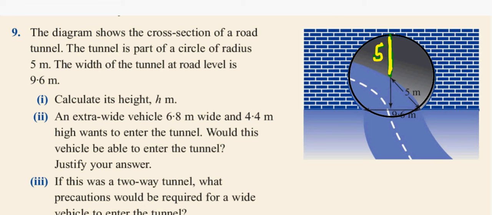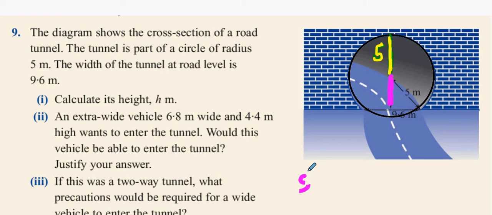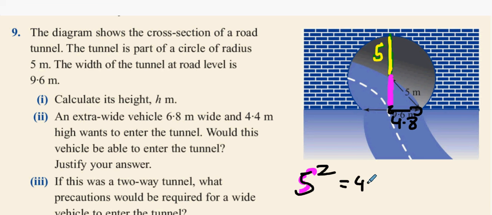And what we'd love to know next is this pink distance here. Can you see the pink distance? And combined they give the total height. So I'm going to do Pythagoras' Theorem, where 5 squared equals 5 squared. Now see that 9.6 at the bottom? That 9.6 is going to get halved into 4.8, because from here to here is 4.8. So we're going 5 squared equals 4.8 squared plus a squared.